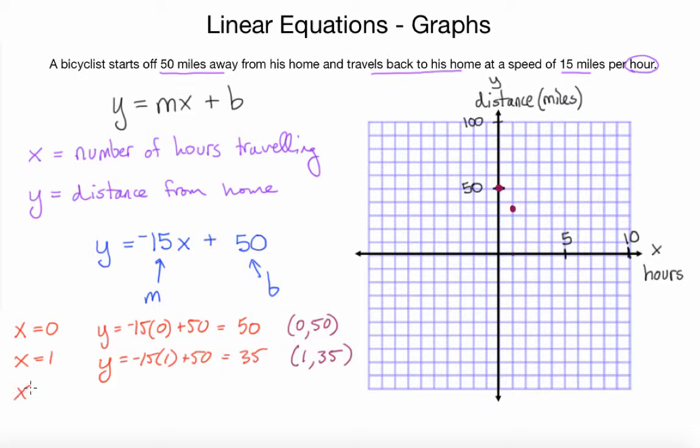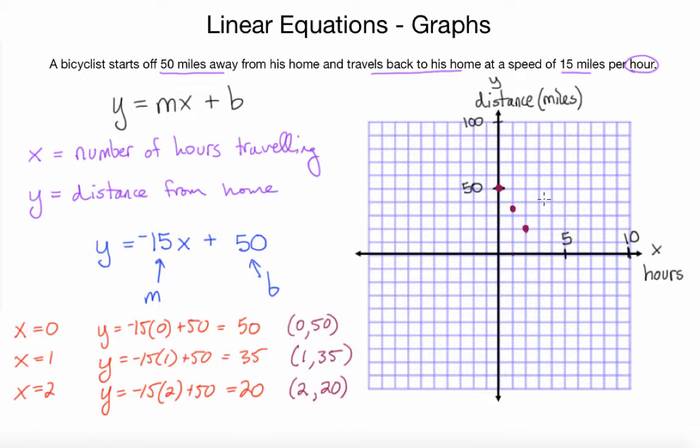Let's do one more. X equals 2. So after 2 hours, he's traveled negative 15 miles an hour for 2 hours, plus 50. It's going to be 50 minus 30. It's going to be 20 miles from home. So writing down my point, if he travels for 2 hours, now he's only 20 miles from home. So let's find that 2 hours. Going to find 2 along the x-axis and 20 along the y right here. We'll plot that point right there.